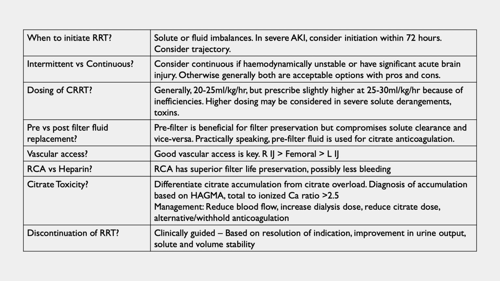And when it comes to concerns of citrate accumulation, this can be diagnosed based on worsening high anion gap metabolic acidosis, increasing total to ionized calcium ratios, as well as worsening hypocalcemia, especially in patients with liver impairment or severe shock. Management would include reducing the blood flow rate, increasing the dialysis dose, reducing the citrate dose, or withholding it or using an alternative anticoagulation.